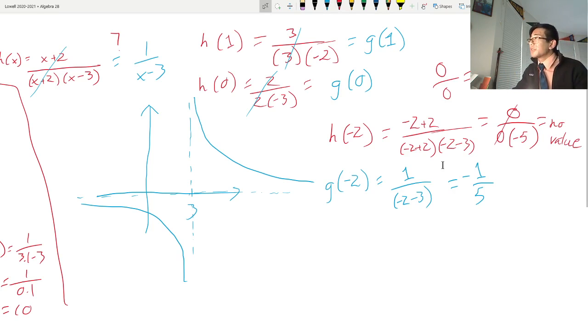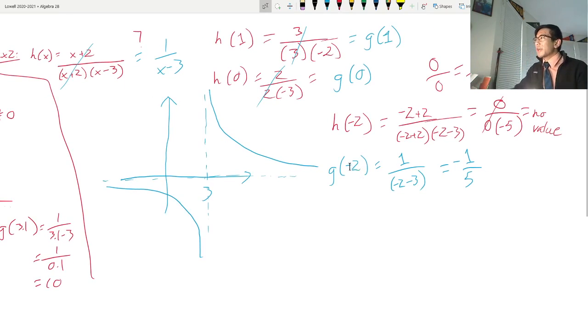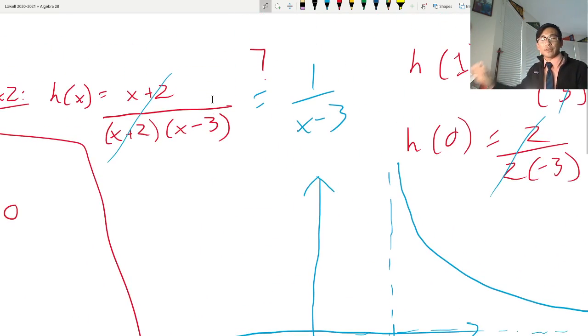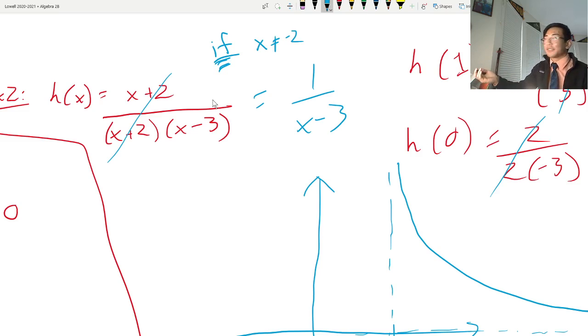So what happens? What's the deal here? Well, it turns out that it all comes back to this idea of what we cancel out, the x plus 2's. This is actually true almost all the time. So it is fair to cross off the x plus 2 and then say that h of x is equal to this function if, big if, x is not equal to negative 2. Why? Well, because if we plug in negative 2, then we actually can't cross off those two terms.